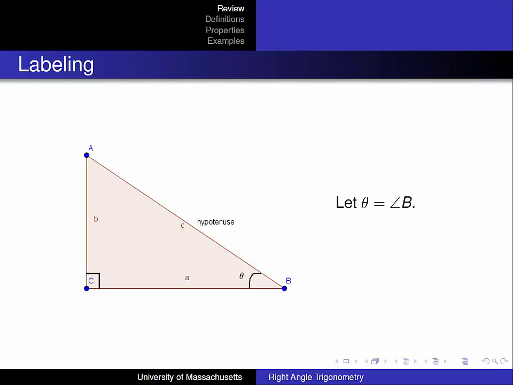Now the other two sides we give different names to depending on what angle we are referring to. So letting angle B be theta, we are going to call the side next to, or adjacent to, angle theta the adjacent side, and the side across from it, or opposite to it, we will call the opposite side.